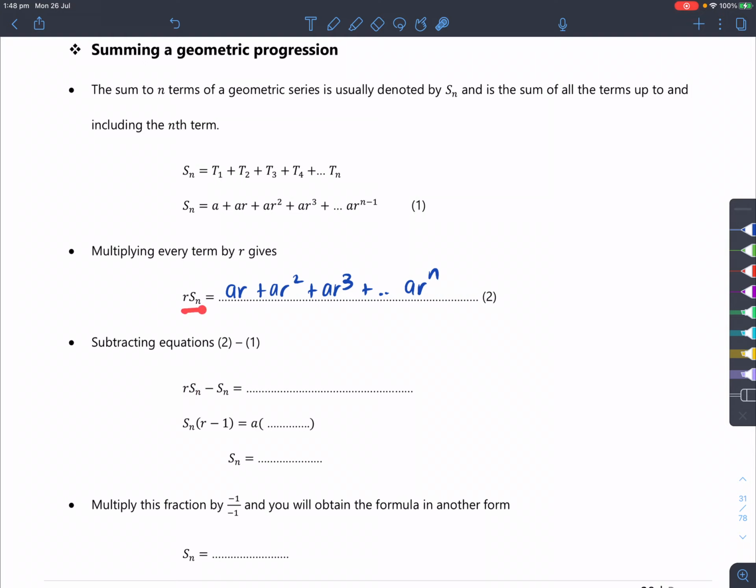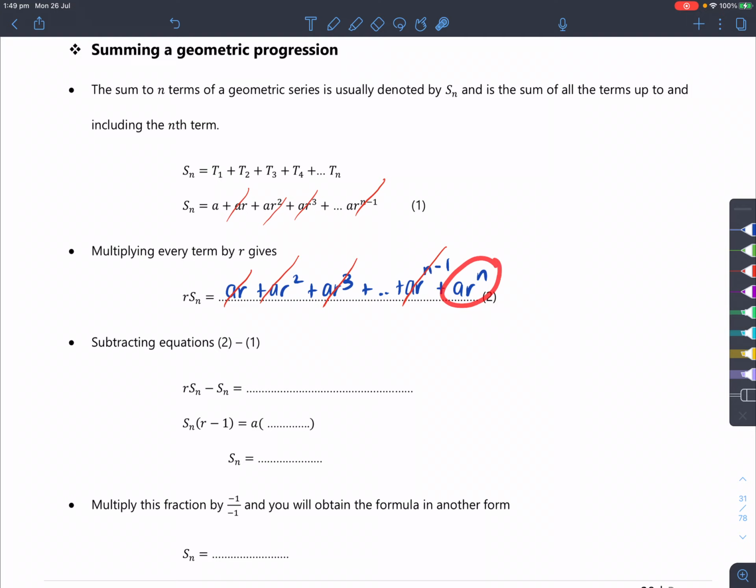We're going to do rSn, which is this expression, equation 2, minus equation 1, which is Sn, which is this. So if you think about it, all of these terms here are going to be subtracted by all these terms here. So AR is going to disappear, AR squared is going to disappear, AR cubed is going to disappear, okay, all the way up to AR to the power of n minus 1, which is one less than this, I should say. So there's one more term before this, which is AR to the power of n minus 1, okay? And so all these terms here, if I just cross them out one by one, are going to disappear, whereas A will be left, and this will be left as well.